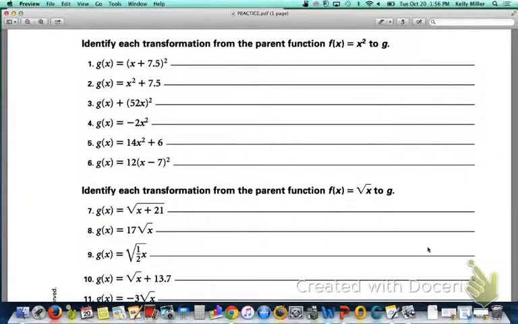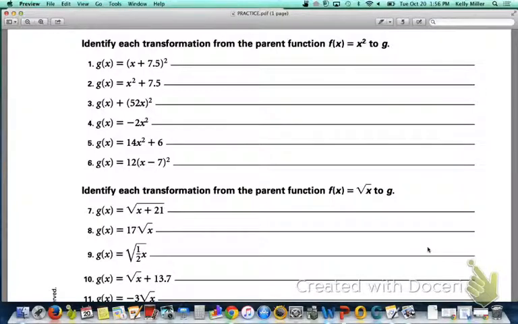Yeah. All right, let's go over some of these. Some of you guys are asking questions. Number 1, what did you guys come up with? Left 7.5 units. Number 2, up 7.5 units. Is everybody okay with those two?